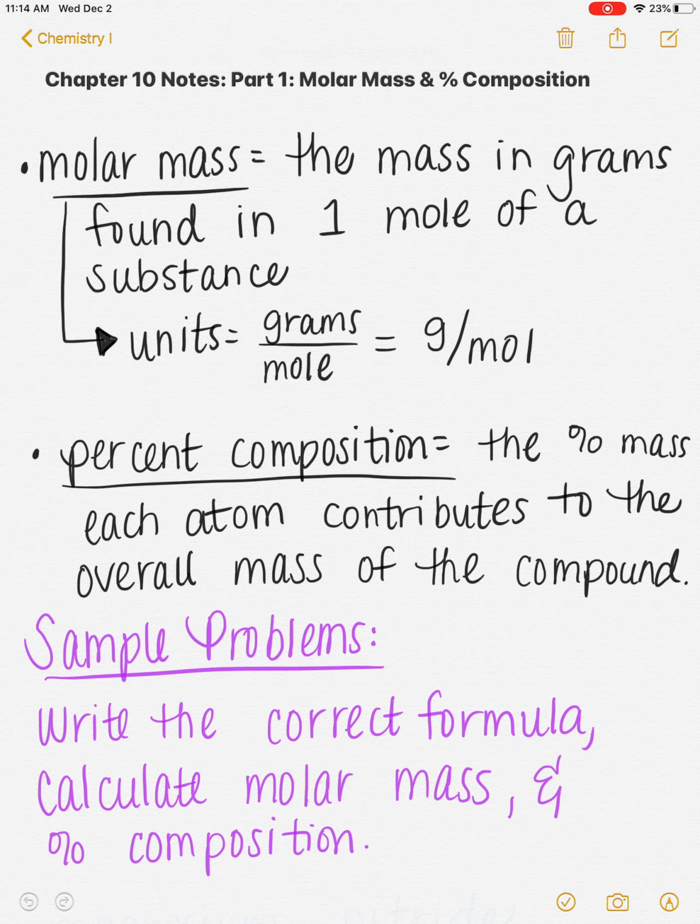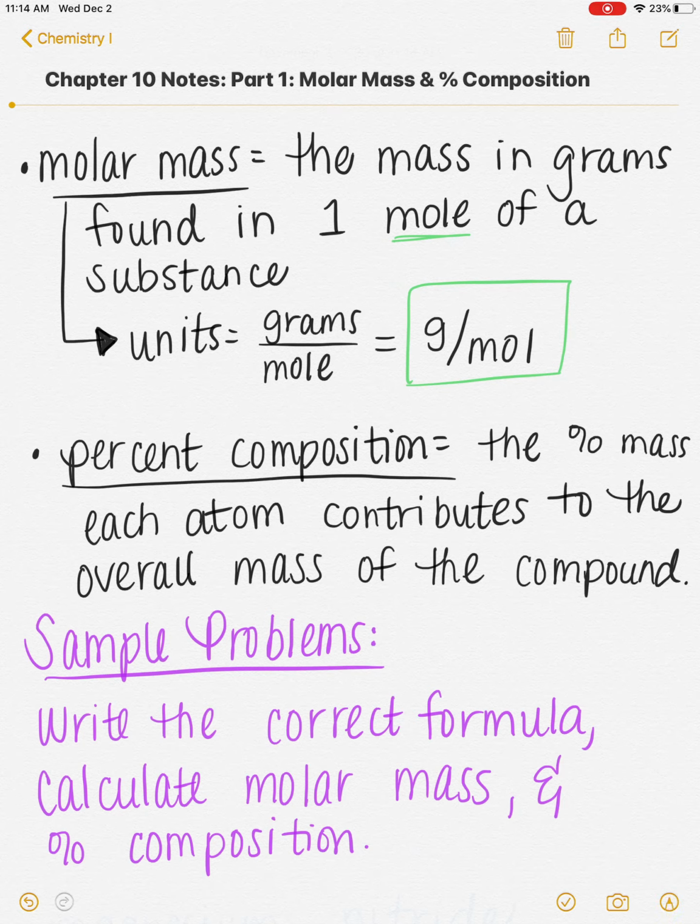Molar mass is the mass in grams found in 1 mole of a substance. The units for molar mass are grams per mole, which can be abbreviated as g/mol. Now, I know that this doesn't make a lot of sense to you yet because a mole is not something that most people are familiar with, but moles are a really, really important unit of quantity in chemistry.